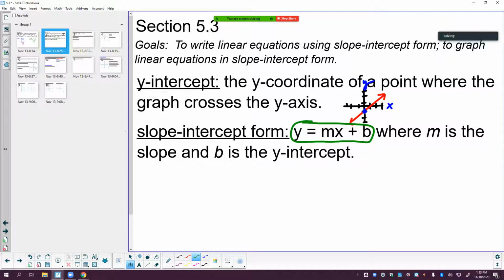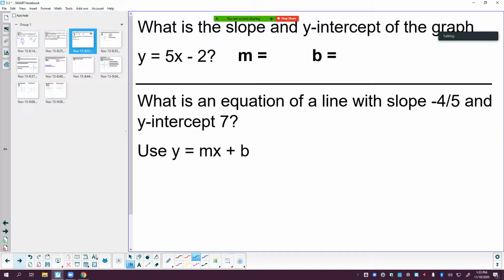So we're going to talk about how to write these equations and how to find both m and b to make this happen. So the first thing that we're going to look at is what is the slope and the y-intercept of the graph y equals 5x minus 2. So if they just give us y equals 5x minus 2, and I think about my equation of a line, y equals mx plus b.